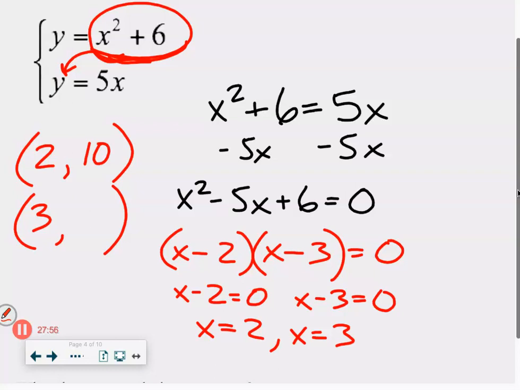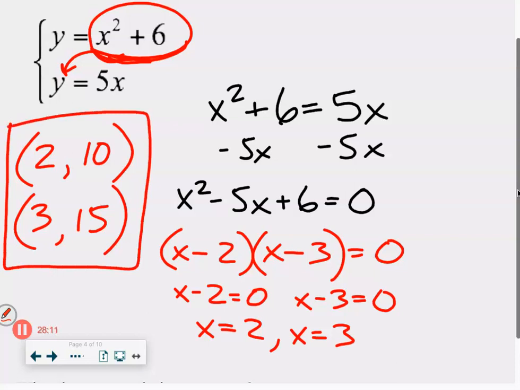Let's try 3. What's 3 squared? 9. What's 9 plus 6? 15. What's 5 times 3? 15. So there's my two solutions. Hey, quick question. What shape is this graph? Parabola. What shape is this graph? It's a line, right? Okay, so we have a parabola and a line. I'm going to show you in a minute how to check where they crisscross, but we're going to do that on the next problem. Any questions before we move forward?